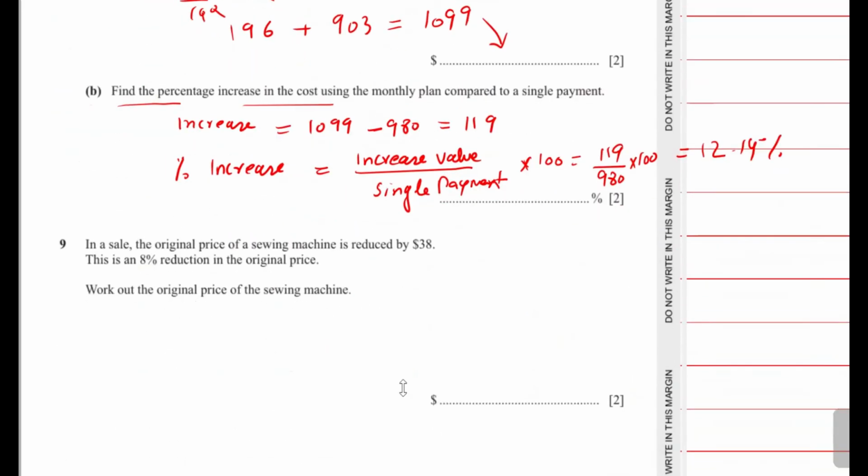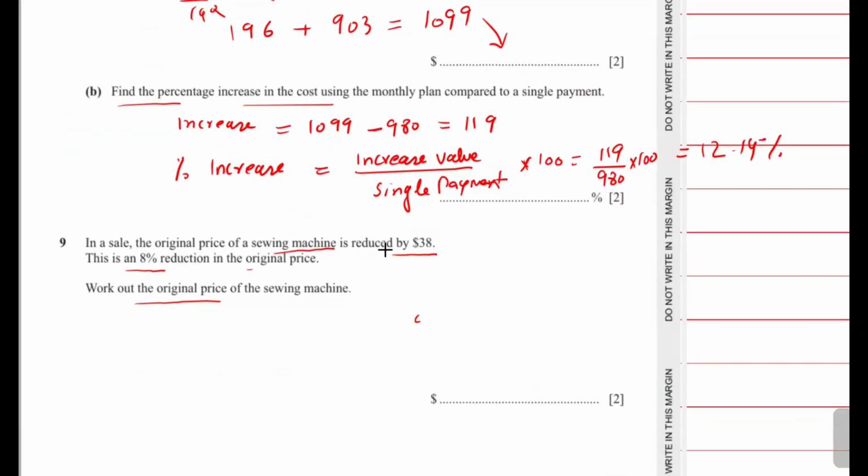Next, question 9. In a sale, the original price of a sewing machine is reduced by $38. This is an 8% reduction in original price. Work out the original price of the sewing machine. Look here, this discount value is $38. We write 38. And this discount value in expression is 8% of original price. We can write this 8% as 8 over 100, and "of" means multiply, original price.